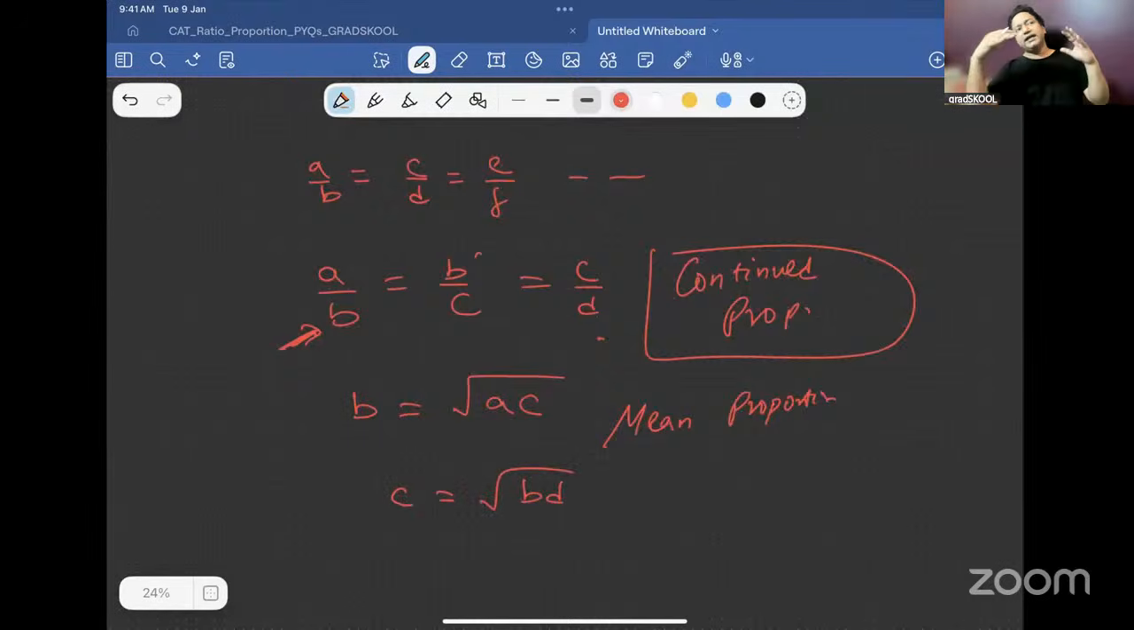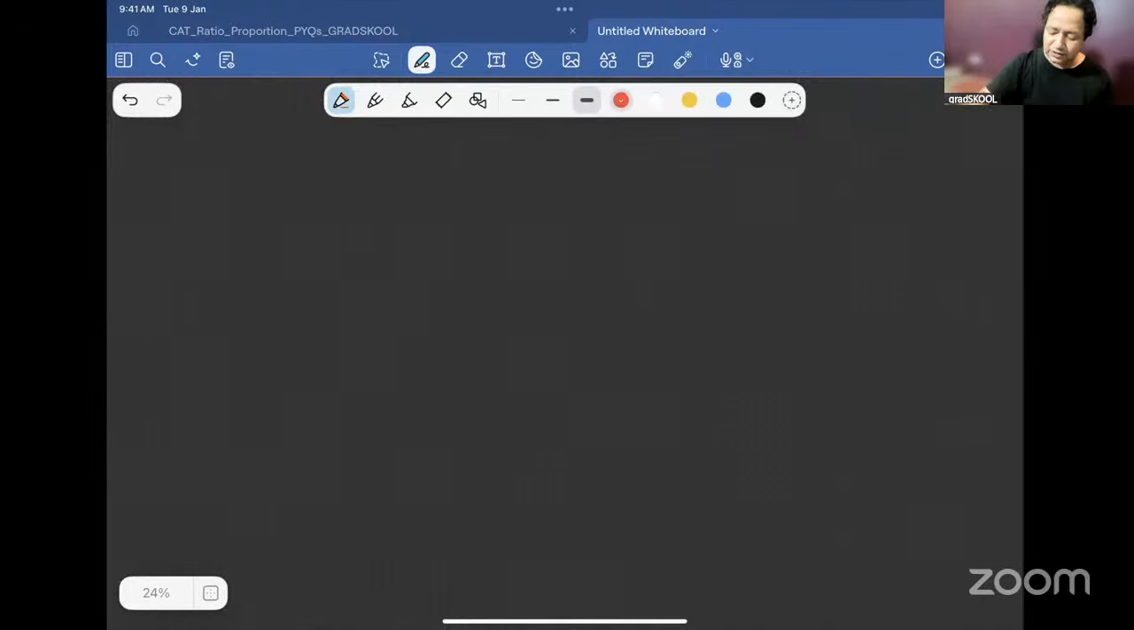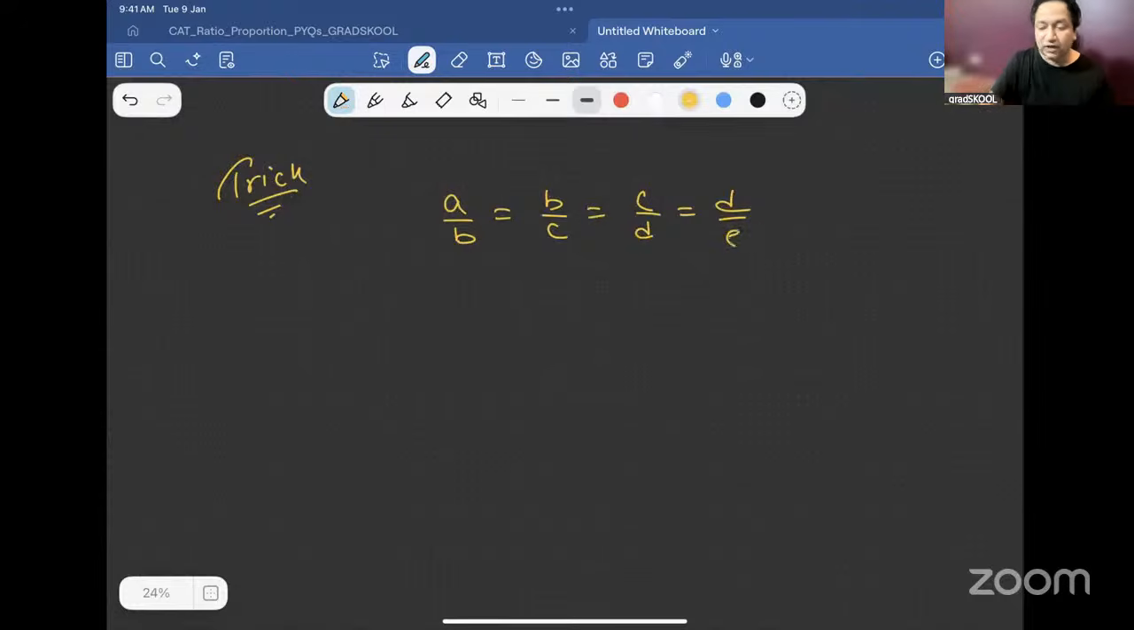Now, continued proportions are very popular, very familiar, and this is how most of the questions in CAT or any other MBA entrance exams are asked. So the hack here, the trick here, is that if you have something like this, A upon B is equal to B upon C is equal to C upon D is equal to D upon E, and so on, then what has to be done to solve it?